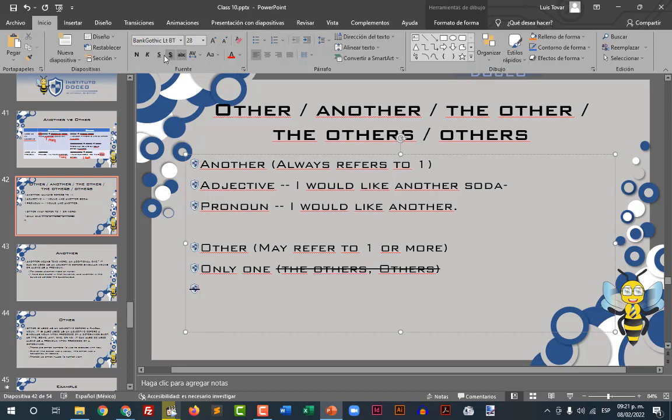And I can also use both as an adjective or a pronoun. For example, I invited my friends and other people. Okay. In this case, I am using other as an adjective again, because other is modifying the word people, but in this case, I'm referring to more than one. Okay?